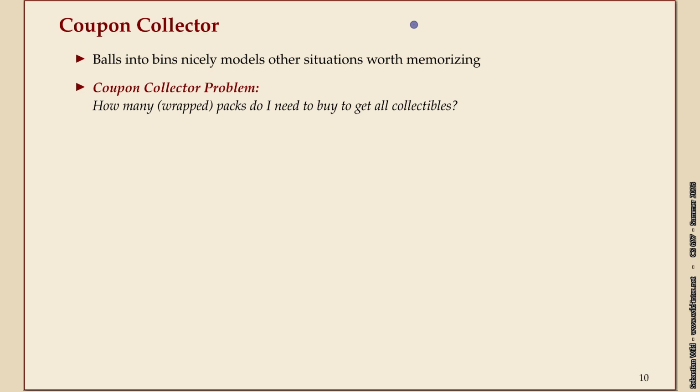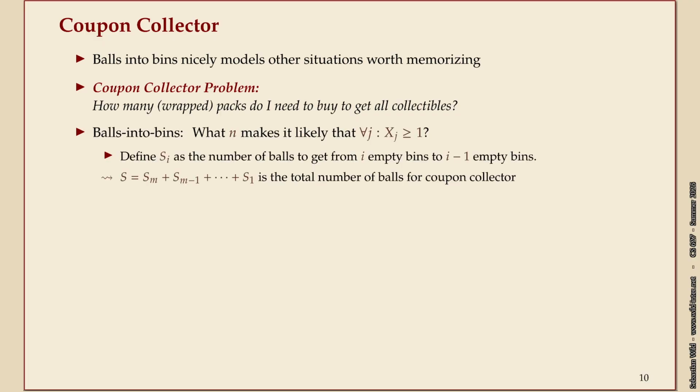There's a last balls and bins problem. Probably you've seen this one before too. It's called the coupon collector problem. So you have your favorite collectible items. They come in packs. You have to buy the pack blindfolded. You don't know which one you get. It's uniform. How many packs do you have to buy until you get all the collectibles? In balls and bins language, how many balls do you have to throw so that every bin gets at least a ball? Then you've collected that bin.